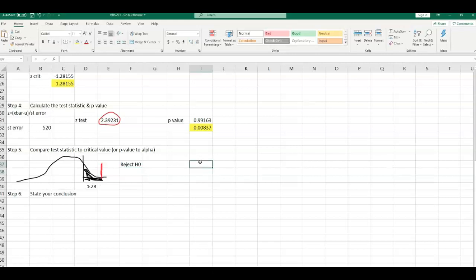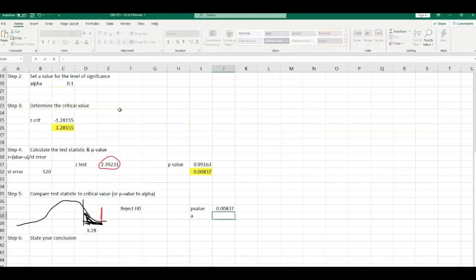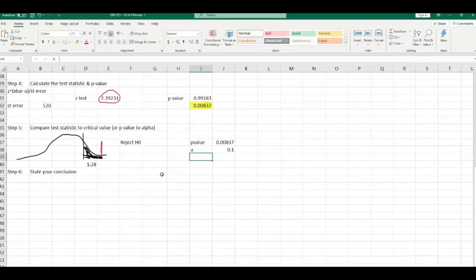Now we can compare our p-value to our alpha. And we had that rule where if the p-value was less than or equal to alpha, we would reject, right? So our p-value is this 0.008. Our alpha was 0.1. So we see that our p-value is less than or equal to alpha, which then means we need to reject the null. And you'll notice once again, we came up with the same conclusion no matter which approach we took.